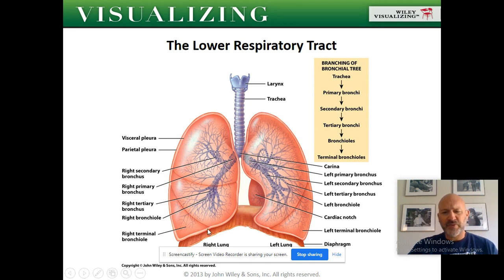The diaphragm is a muscle that controls breathing, but it also has this separating membrane that separates this complete cavity that houses the lungs and heart, called the thoracic cavity, from the cavity below it, which is the abdominal cavity.